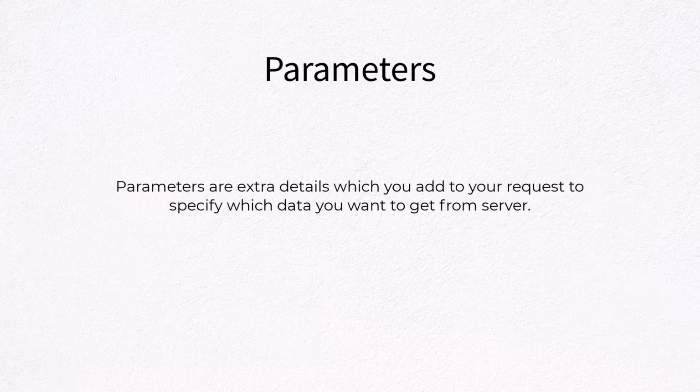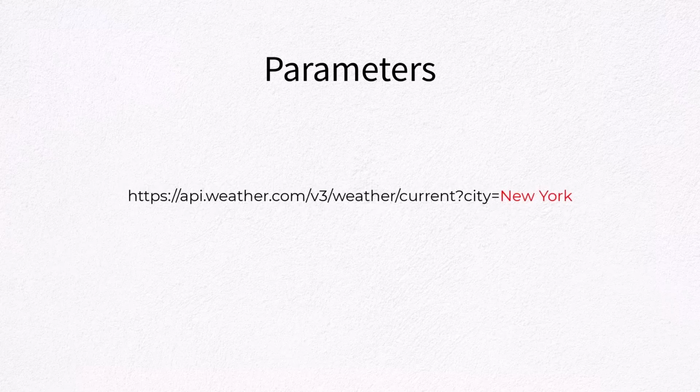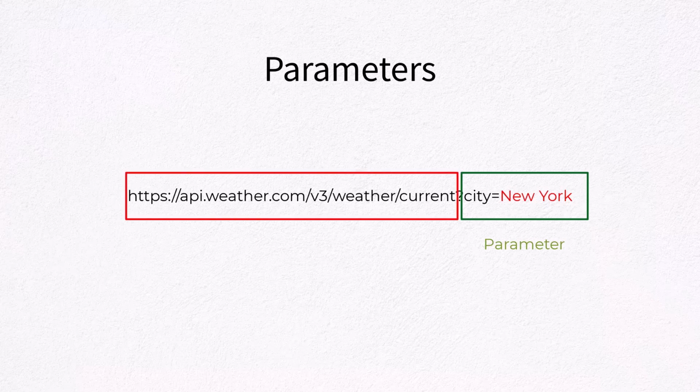And the next thing is parameter. Parameters are extra details which you add to your request to specify which certain data you want to get. In case of our weather application, we are passing this parameter with the name city, and the value of this parameter will be the name of the city for which we want to get current weather data. So this part is the endpoint, and this part which is after this question mark is the parameter.